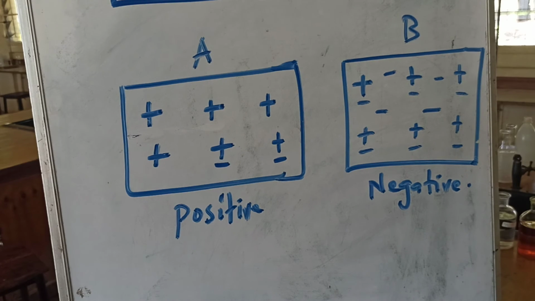A positively charged material has more positive charges than negative charges. A negatively charged material has more negative charges than positive charges.